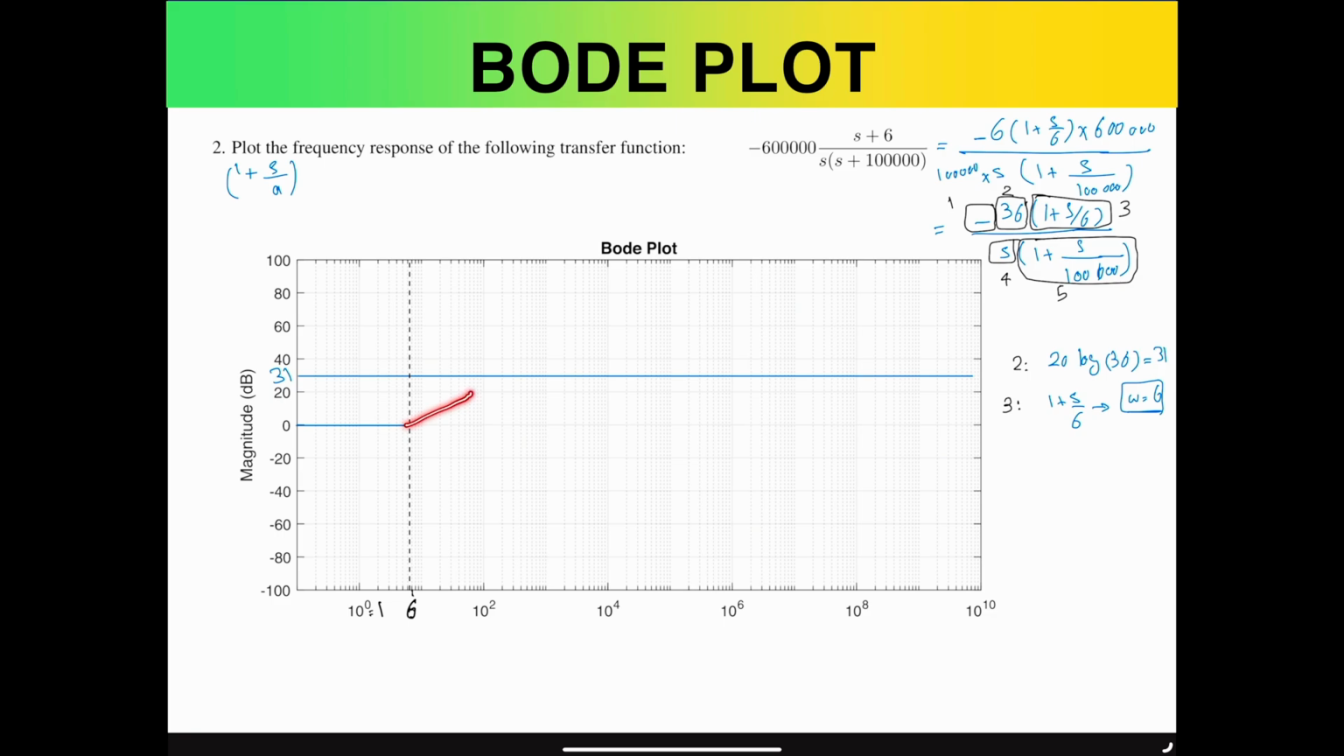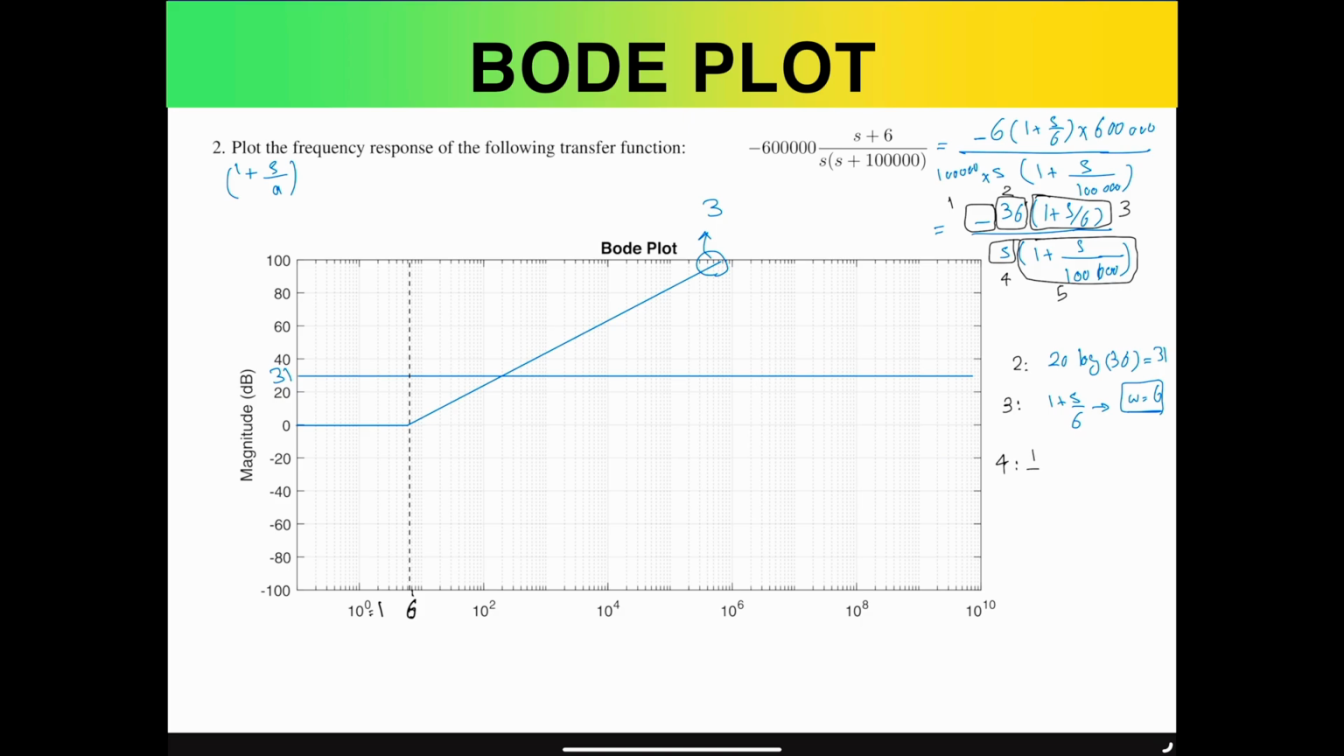So we need to just connect all of these dots together to get there. So I'm going to draw that roughly. So it'll be around here. This would represent actually our part 3. Now let's move on to the denominator, part 4.